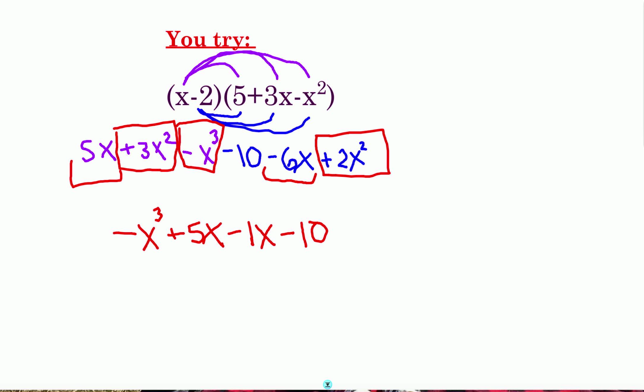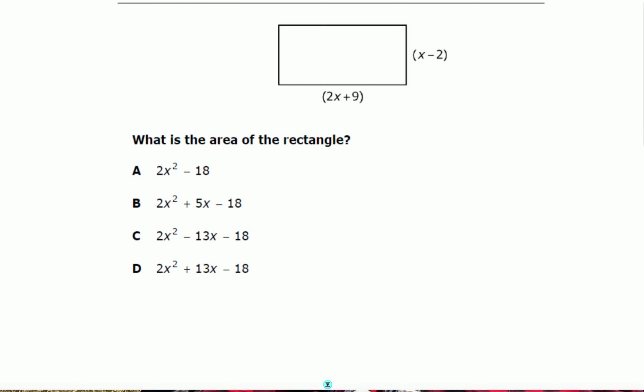So just a couple last things to look at, and that is if you are asked geometry problems regarding polynomials. So for geometry problems, you have to remember area of rectangles, you multiply length times width. So if you see an area problem, that's typically always going to be a multiplication problem. So it would mean I need to multiply those two polynomials.